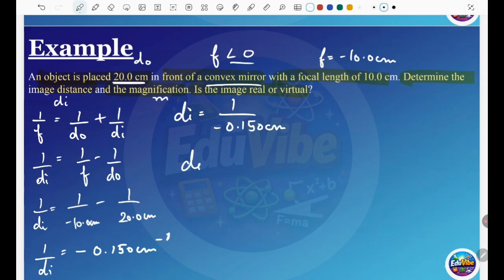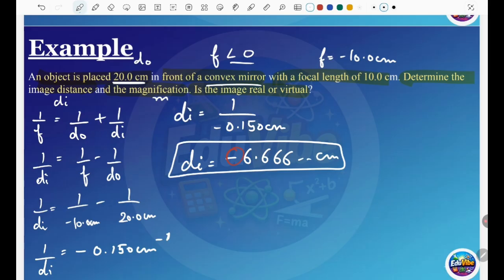And you have to solve this now. When you solve this, you get minus 6.666 repeating centimeters. You get di negative, which means you have a virtual image. And you always have a virtual image in the convex mirror. This is a quick check of this.